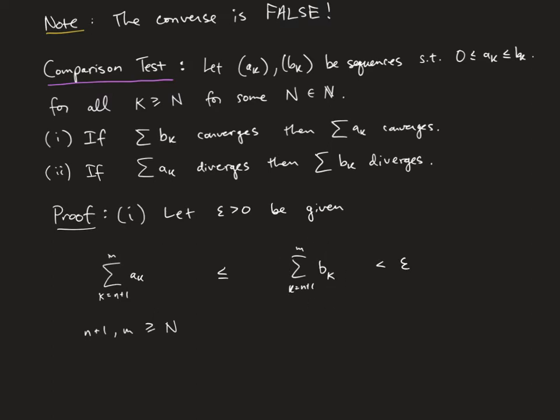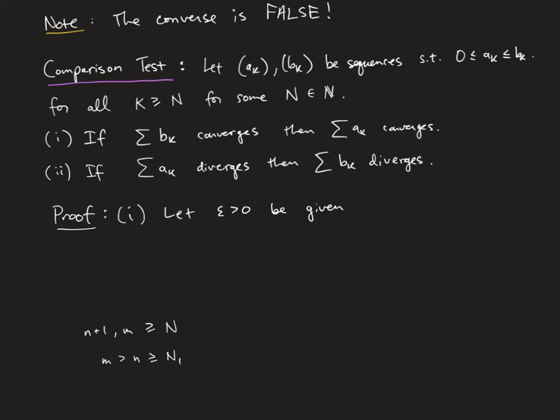Right, so in the b sequence, we're going to be given some n1 such that when our m is bigger than or equal to n1, then we can apply this. So basically, we want our n and our m to be bigger than or equal to the max of these two things. So that's going to be the basic structure of the proof.